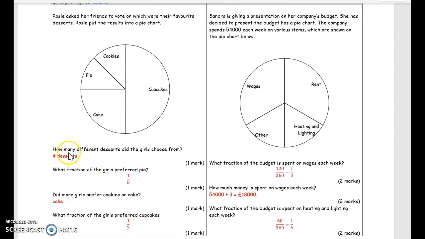So here you've got, how many different desserts did the girls choose? Well, you're just counting up the number of sectors, so there are 4.